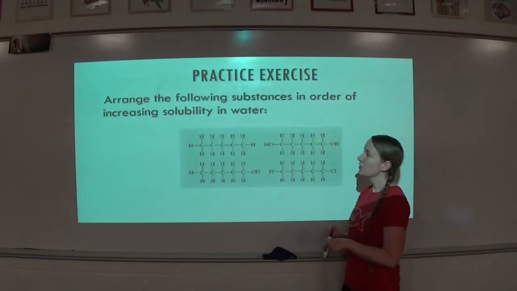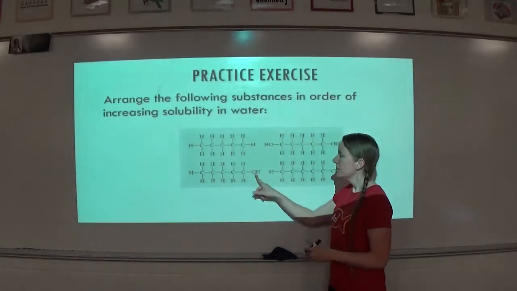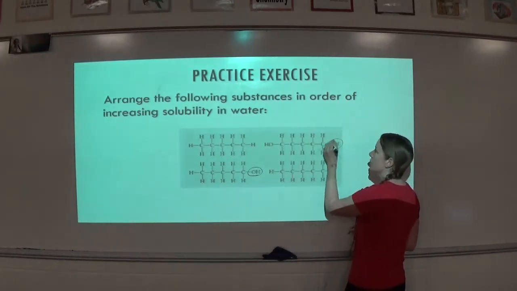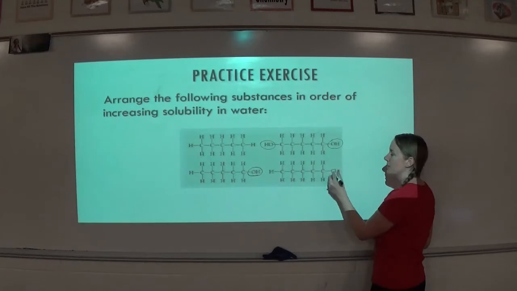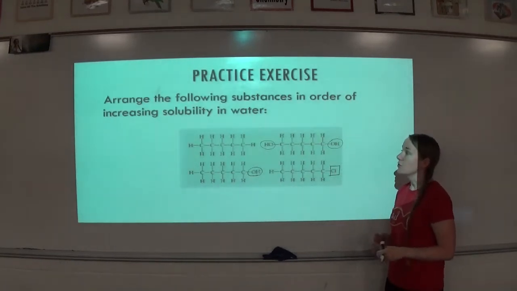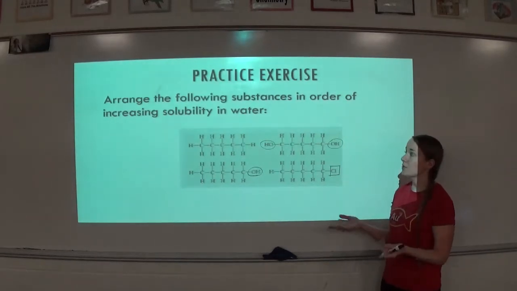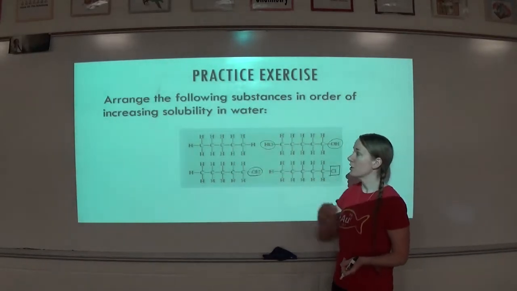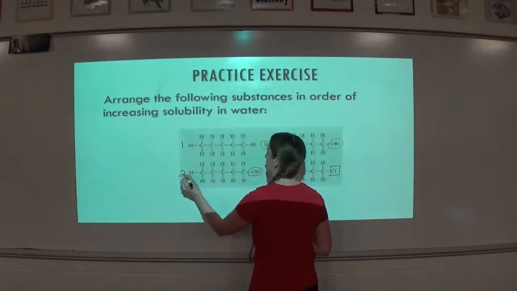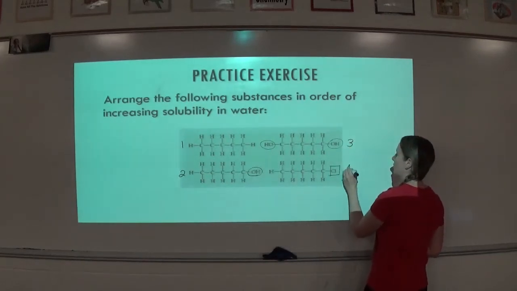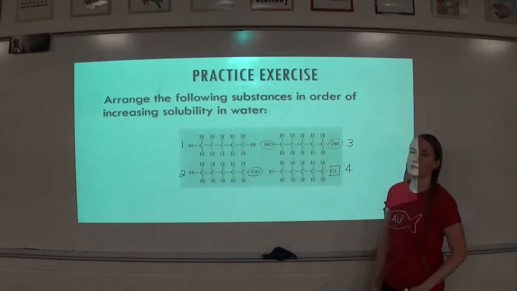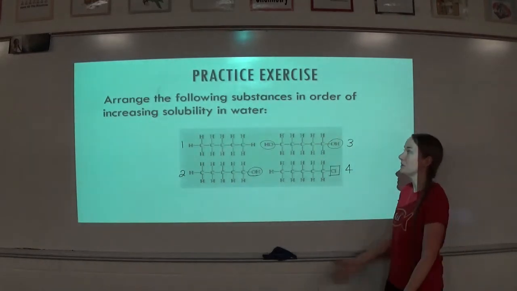If you look, here we have just a plain hydrocarbon. Here we have a hydrocarbon with one alcohol group. Here we have a hydrocarbon with two alcohol groups. And here we have a hydrocarbon with a Cl attached to it. First of all, what would be least soluble would be the completely nonpolar hydrocarbon. So I'm just going to call this 1, 2, 3, 4. I hope that lined up with what answer I picked to come up on the screen. We'll see what happens.